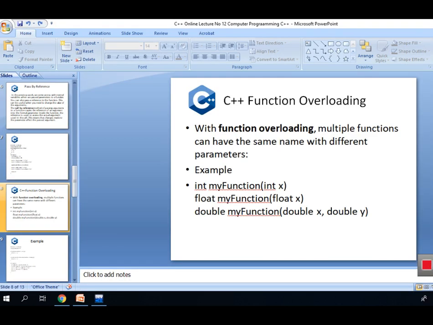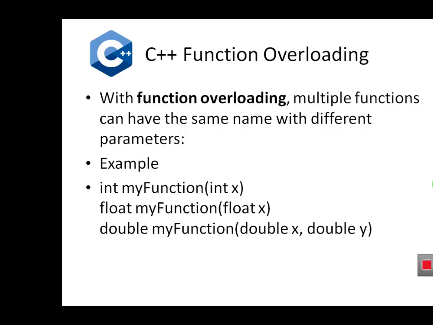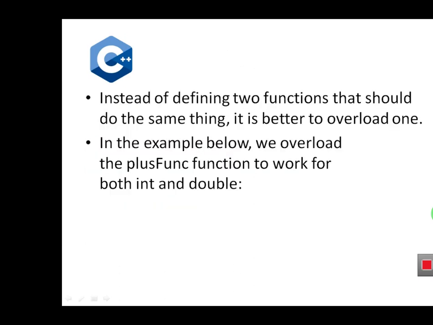So we are coming to the next topic, which is function overloading. With function overloading, multiple functions can have the same name with different parameters. For example, here we have an integer data type, my function integer x, float my function float x, double my function double x comma double y. So the function name is the same, but we have different parameters. This parameter takes the integer value, this takes the float value, and this will take two double values. Clear?